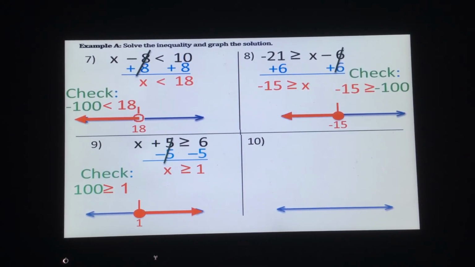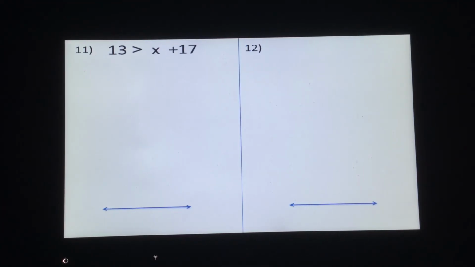Okay? All right. Number 10, you can go ahead and do this one on your own. It's going to pop up on the side. It's x minus 11 is less than or equal to 9. Go ahead and solve it and graph it. All right, here's number 11, guys. We have 13 is greater than x plus 17. Solve it and graph it. All right, here's another one. 64 is less than x plus 64. I'm sorry, solve it and graph it.